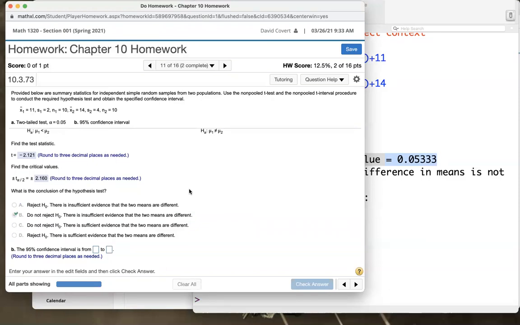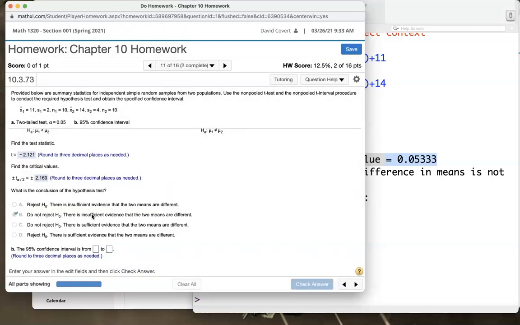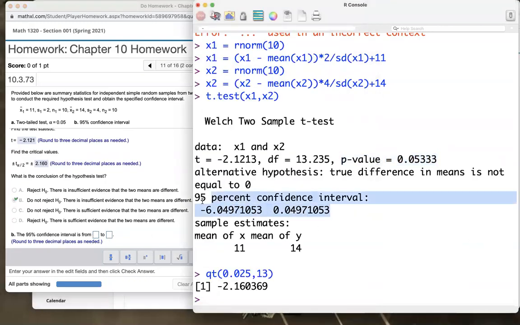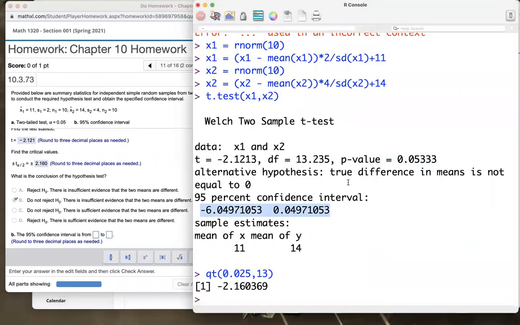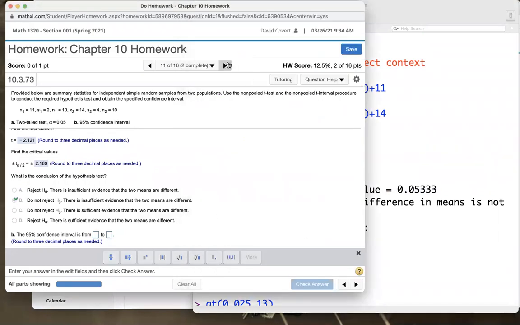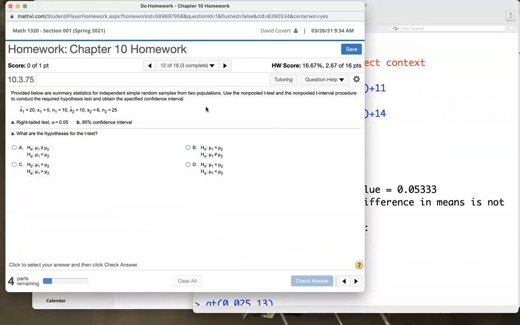Otherwise, this non-pooled stuff is exactly like the pooled questions, except you don't have to do the var.equal equals true. Oh, I forgot the confidence interval, but that's just this part, so we can just enter that in. It doesn't matter. The only thing that's different is that you don't have to put in var.equal being true. You can just leave that off, because by default R thinks that that's false. I don't think there's any other real tricks here between pooled and non-pooled.